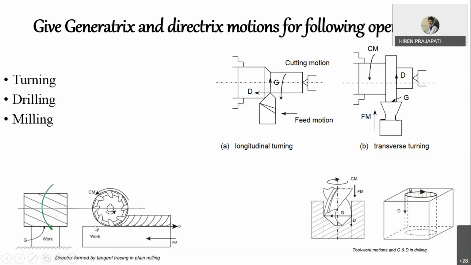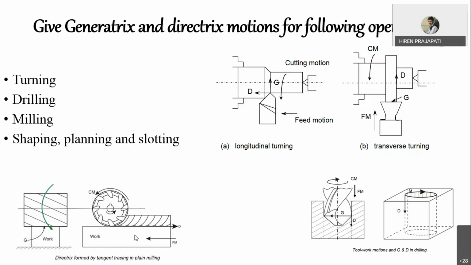So in case of milling, you give generatrix and directrix. You give generatrix by arbor rotation, and you get directrix by moving the work table, because your workpiece is fixed on the work table, right? So again, in case of milling, generatrix is given to the spindle and directrix is given to the work table.